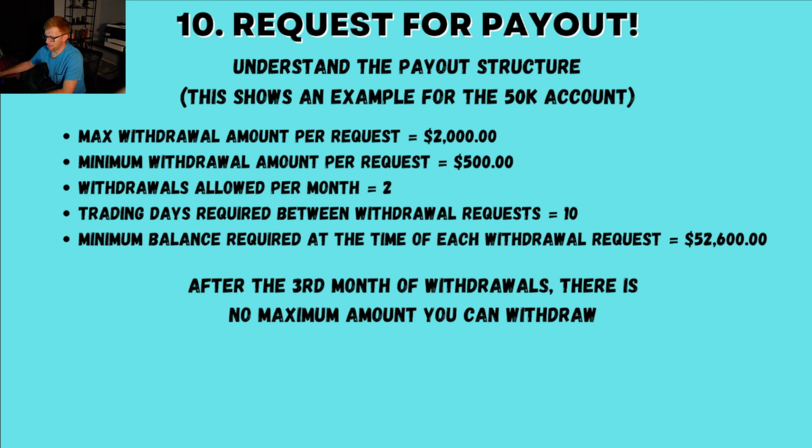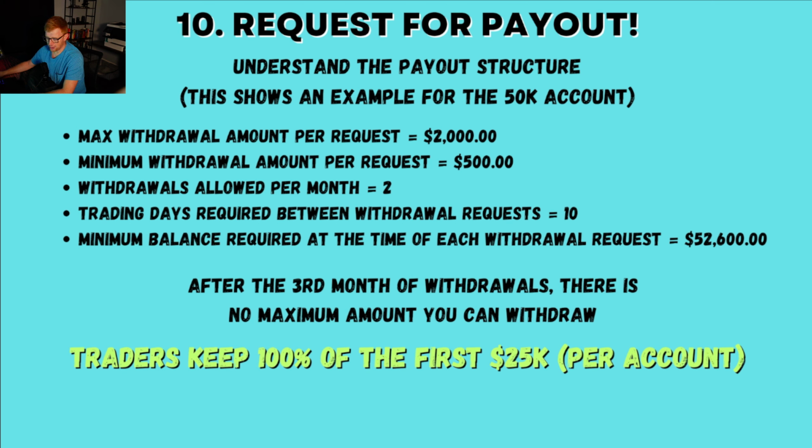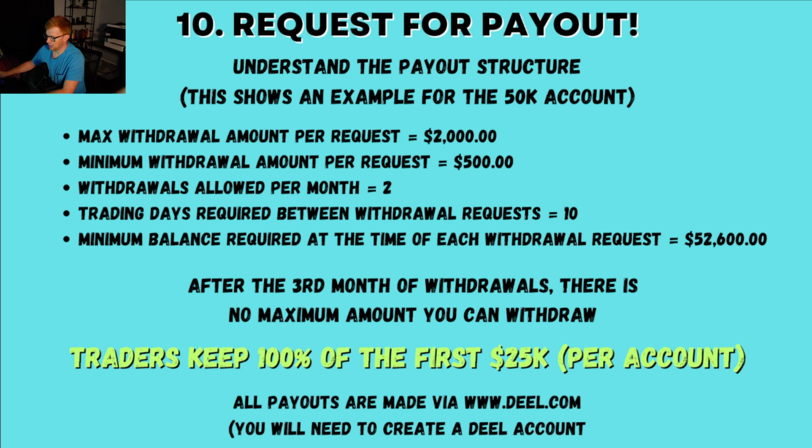No limit. Then, traders keep 100% of the first $25,000 per account. So if you have 20 accounts, that's $500,000. That's 100% yours. After the $25,000, that is a 90-10 split. So you keep 90%, Apex keeps 10%, which I think is more than fair. And then all the payouts are made via Deel. So you do need to sign up with Deel. Obviously, you'll get an email explaining how to do that, creating a Deel account, and you will get paid out through Deel.